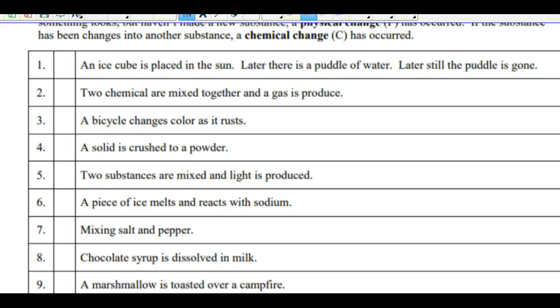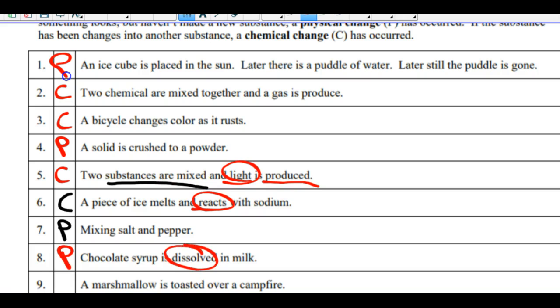Okay, we'll go quick. This is just physical, chemical, because it's rusting. Change in size is just physical. If light is given off or produced, that is certainly a chemical reaction. Now that's different than flipping a light switch, but when we mix things and we give off light, there we go. Alright, we have this word reacts, so chemical, mixing salt, that's physical. Chocolate syrup is dissolved, that's physical. A marshmallow is toasted over a campfire, that goes through changes. So it is a chemical reaction.